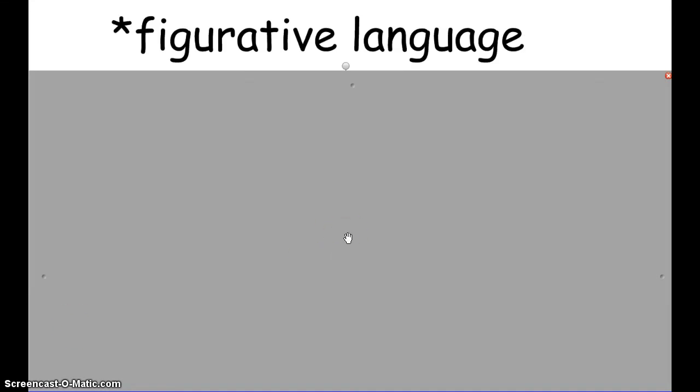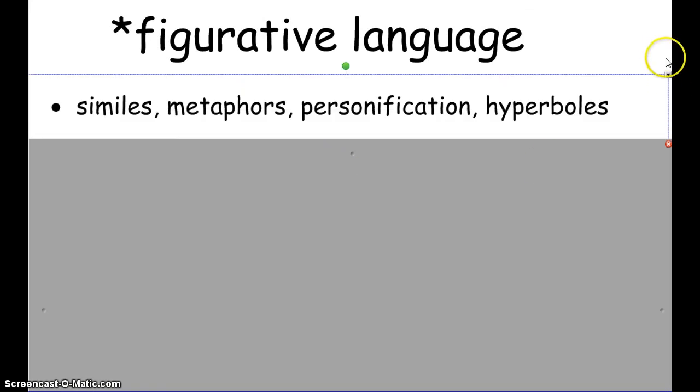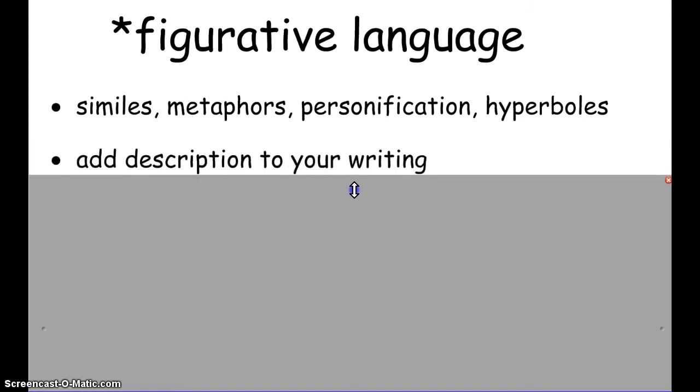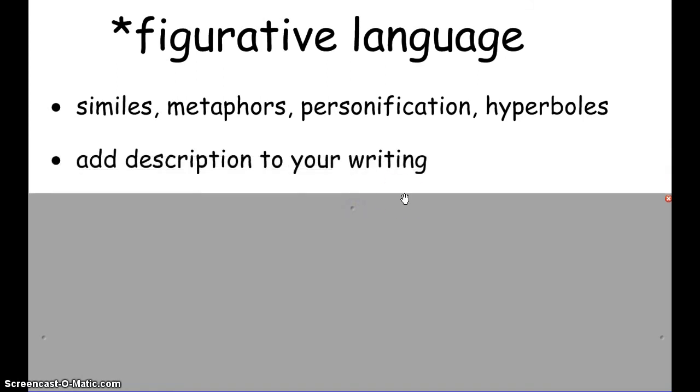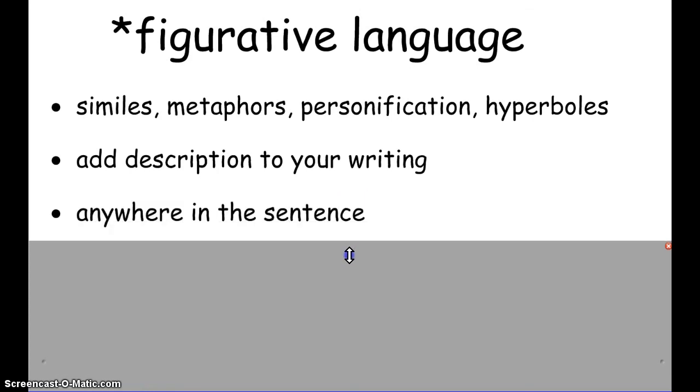The next type of varied sentence, and we have talked much about these, and we're usually looking at them in our writing, but let's talk about how you can incorporate them into your writing. We know what figurative language is: similes, metaphors, personification, and hyperboles, but we can put them into our writing to make it sound a lot more descriptive, and really it makes your writing sound a lot more fun. They can be added anywhere in a sentence. Unlike all of our introductory words and phrases, you don't need to start your sentence with a simile or a metaphor. You can put it in wherever you want to.